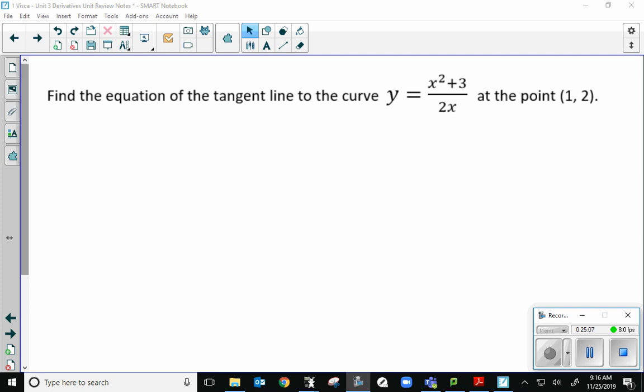Okay, we are at the 25-minute mark, so I don't like these to go more than 30 minutes. I try and keep them right around there. So we will stop here, and that will be the end of part 1, and we will pick it up with part 2 of unit 3, which is derivatives review notes.